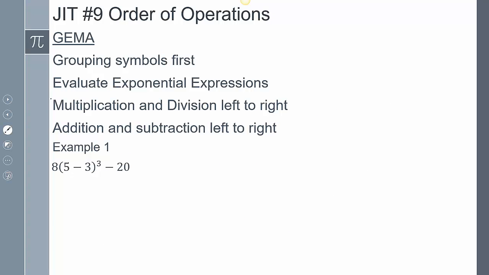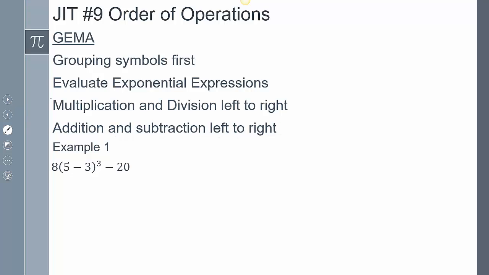Now just in time number 9, this is going to be order of operations. So this is the order in which we go through and simplify or evaluate expressions. And so we first want to start with grouping symbols. Then we go to evaluating exponential expressions. Then we do multiplication and division from left to right, whatever is first. And then addition and subtraction, left to right, whatever is first.